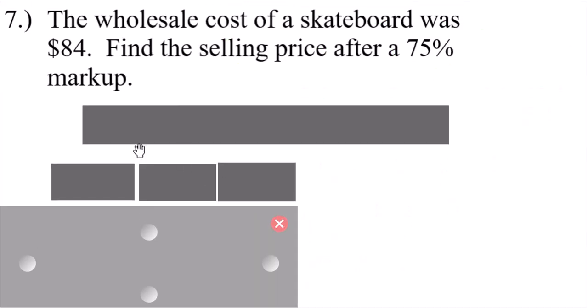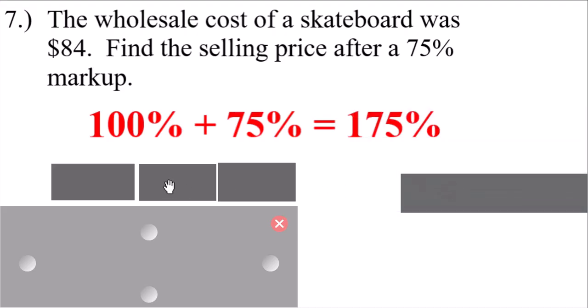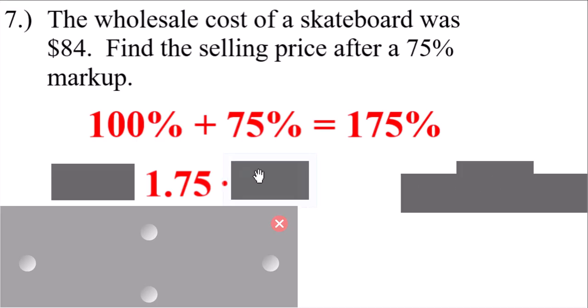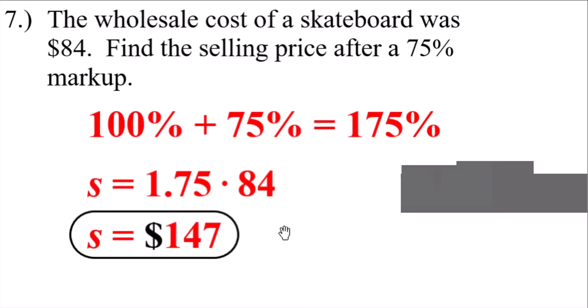And finally, problem number 7, we got a markup. So add that percent to 100% because the original cost, wholesale cost of the skateboard is 100% of itself. It means we're going to pay 175%, put that in decimal form, times the wholesale cost. We know the wholesale cost, it is $84. We don't know the selling price at the end that we pay as the customer, so that is your unknown. Using your calculator, you're going to get $147. Didn't even have to round, not even any cents that we have to deal with here.